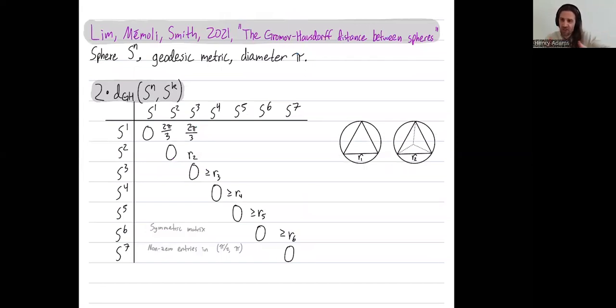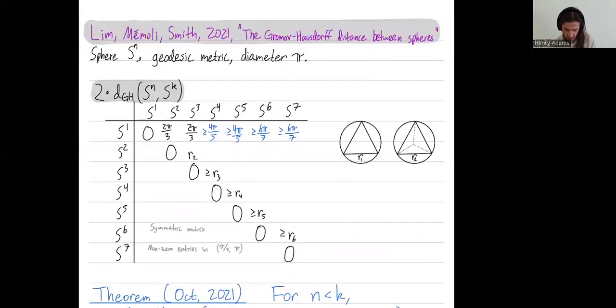You know, what are the Gromov-Hausdorff distances between spheres, these classic metric spaces? And they were able to prove some bounds. And then we recognize some of these entries. In particular, the distance between the circle and the two-sphere is the same as the distance between the circle and the three-sphere, right?